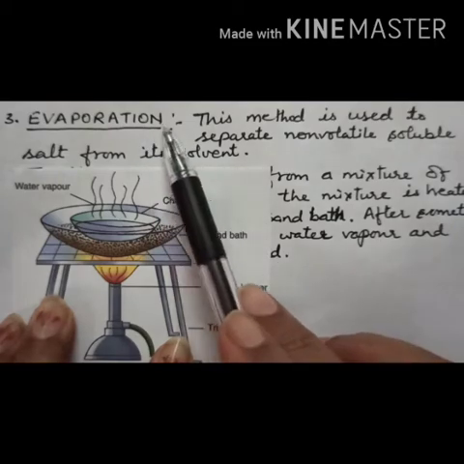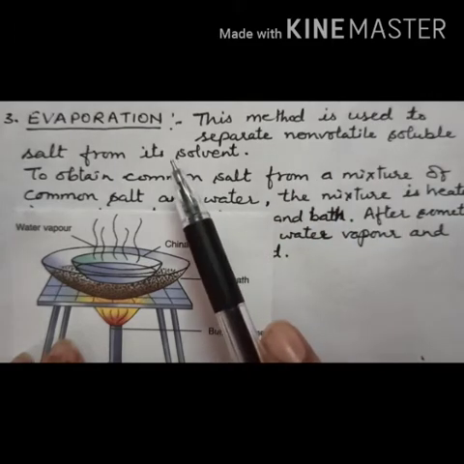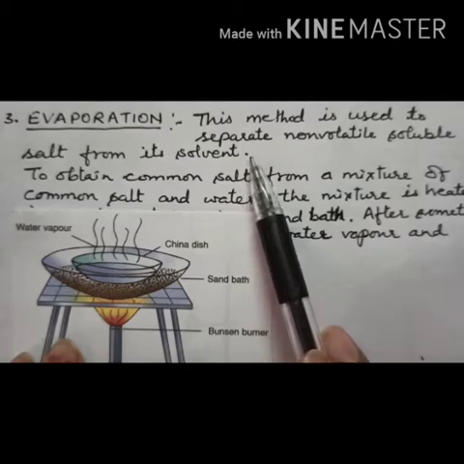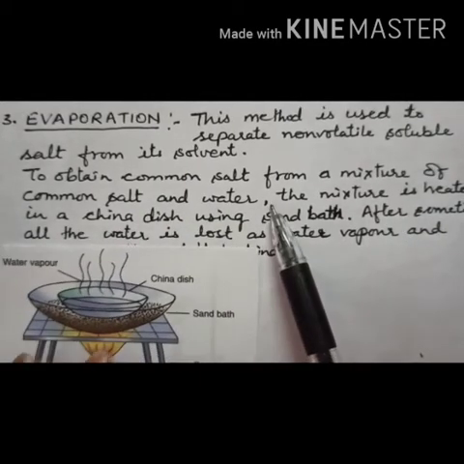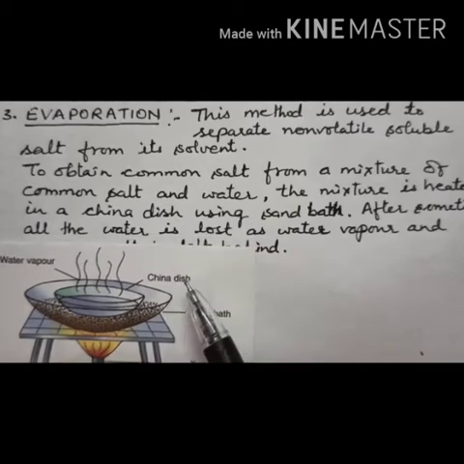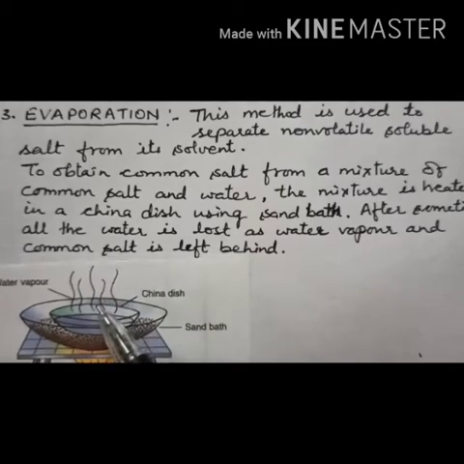Okay, now next is evaporation. This method is used to separate a non-volatile soluble salt from its solvent. For example, if salt is mixed in water and you want that salt, then we use evaporation. To obtain common salt from a mixture of common salt and water, the mixture is heated in a china dish. This is a china dish, using a sand bath. This is a sand bath. After some time all the water is evaporated and lost as water vapor, and common salt is left behind. In this way we use the evaporation method.